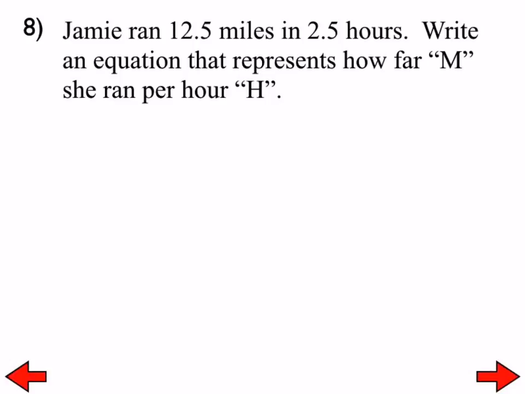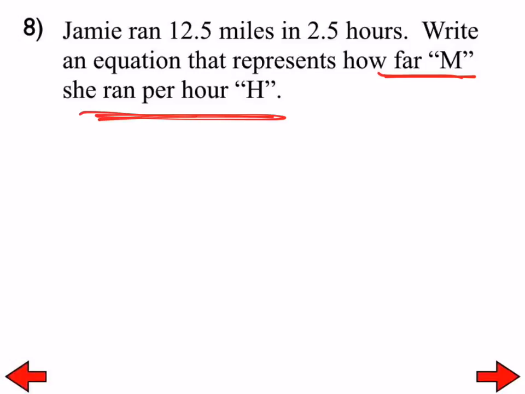Now, if we read the second sentence carefully, we should understand that we're finding essentially the unit rate of how many miles per hour. It clearly says that right here. We're trying to figure out how far M she ran per 1 hour. So we're not going both directions on this one. We're going that direction on this one.